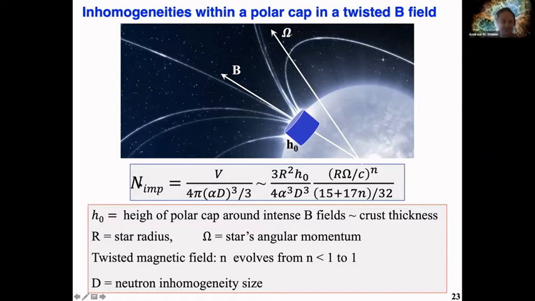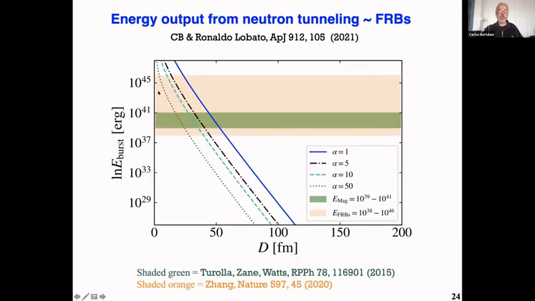Yeah, I'll conclude. What we did, we calculated this number of impurities by using a cylindrical cap around the lines of the magnetic field at the pole of the star. And we considered the rotational frequency and also the possibility that you have twisted fields. Okay, so this is the last figure I will show.